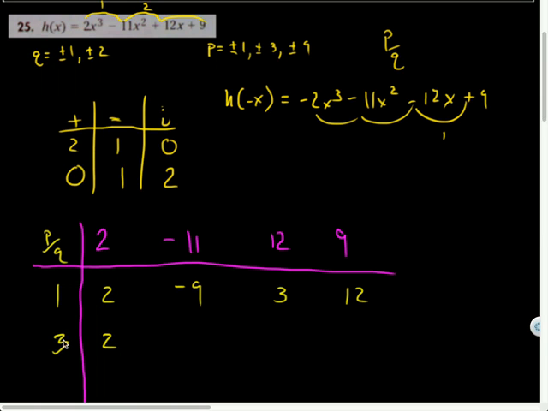So let's see, bring down the 2. 3 times 2 is 6 with a negative 11 is negative 5. 3 times negative 5 is negative 15. Oh, I'm feeling good about this one. I think it might work. Negative 15 and 12 is negative 3. 3 times negative 3 is negative 9 with a positive 9 is 0. So that means one of my answers is 3.